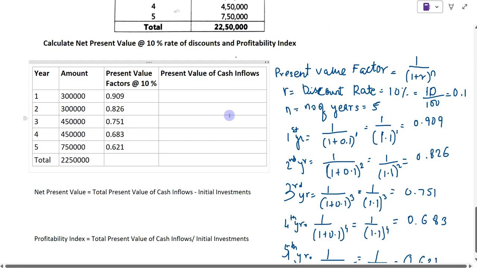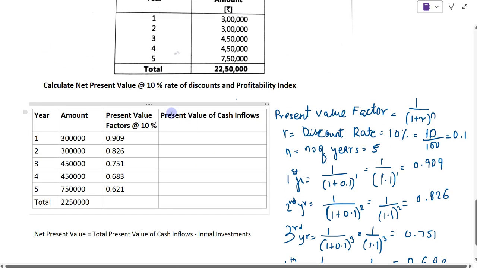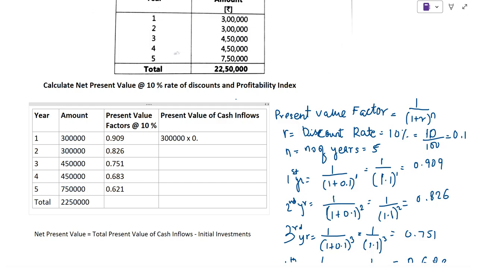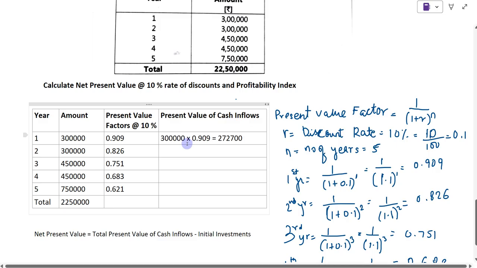Now, next we have to find the present value of cash inflow. So how will we get the present value of cash inflow? Simply by multiplying the cash amount by the present value factors. So 3 lakhs into 0.909 is equal to 2,72,700.